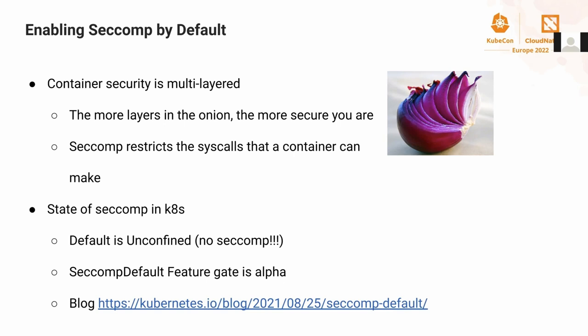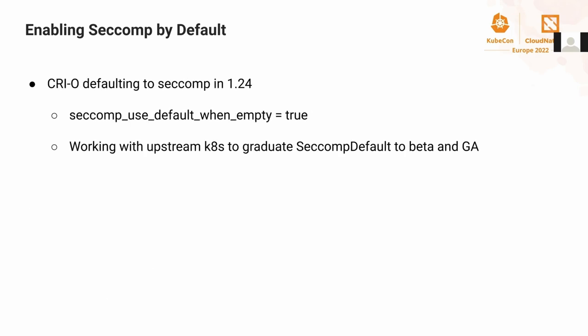We worked upstream on the seccomp default feature gate that allows one to change the default to the runtime default profile. This feature gate is still alpha and so isn't enabled by default in production deployments of Kubernetes. So you can read the linked blog for more details on how to use that feature gate. So we decided to enable this by default in CRI-O till we graduate the feature gate to beta and GA. So CRI-O users are protected by seccomp by default. CRI-O added this flag a few releases ago and is switching it to true by default in 1.24.